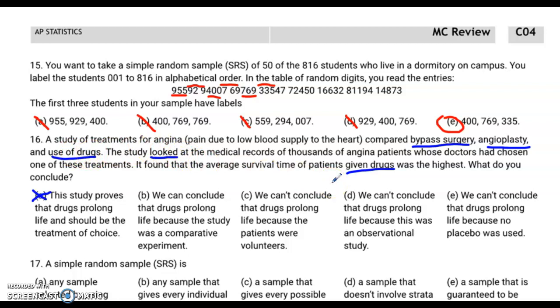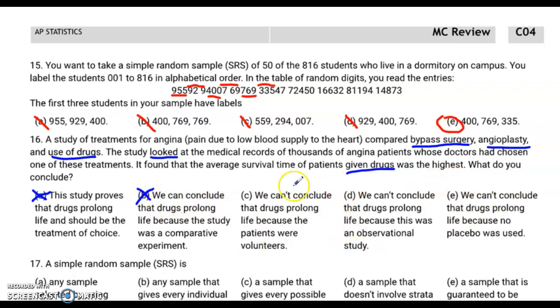Bypass surgery, angioplasty, and use of drugs are 3 different treatments. In order to determine cause and effect, we need to assign the treatments randomly. None of these treatments were assigned randomly. They just happened to be assigned maybe by certain doctors who were more competent than the others. So we can't conclude that the drugs prolong life. We can't do it because it was a comparative experiment. We can't conclude, so we have to cross this one off.